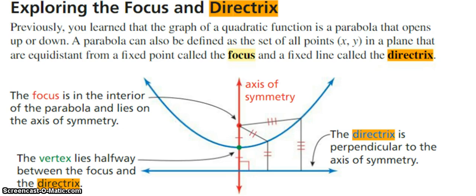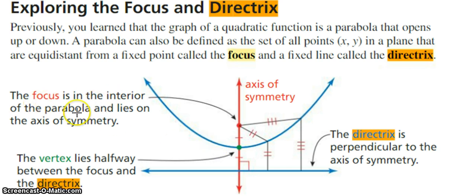Okay, so let's talk a little bit more about this and how this comes into play with parabolas. So previously we learned that the graph of a quadratic function is a parabola that opens up or down. A parabola can also be defined as a set of all points x and y in the plane that are equidistant from a fixed point called the focus and a fixed line called the directrix. So if we have to learn about the focus, we also have to learn about this line called the directrix.